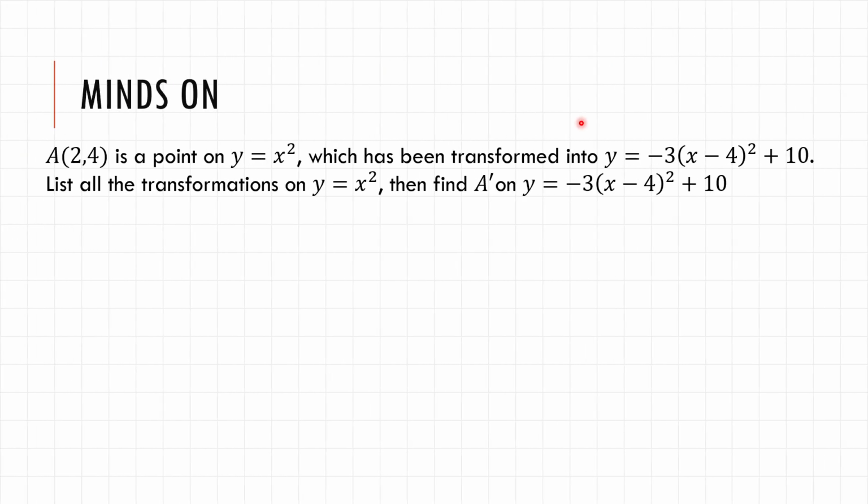To start off, I'm going to ask you something that presupposes your knowledge about transformations of a quadratic relationship. There's a point here, point A, at these coordinates where x is 2 and y is 4. And that's a point on the very basic parabola y equals x squared. Now we're going to transform this parabola by changing the a value to -3, the h value to 4, and the k value to 10. So this is our new quadratic relationship.